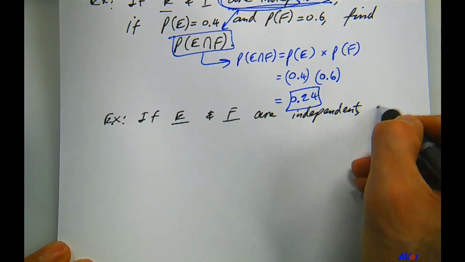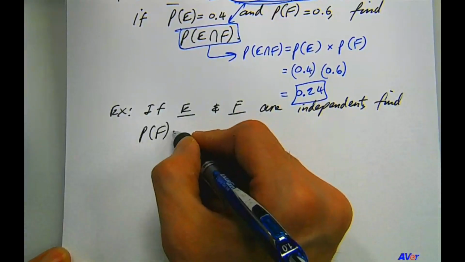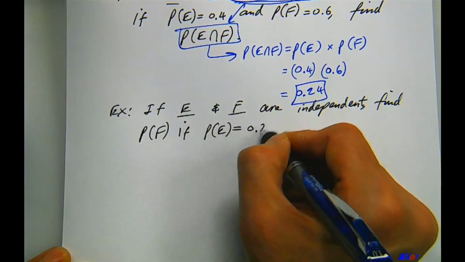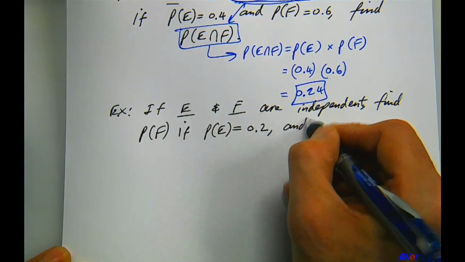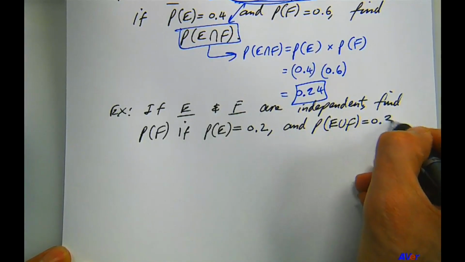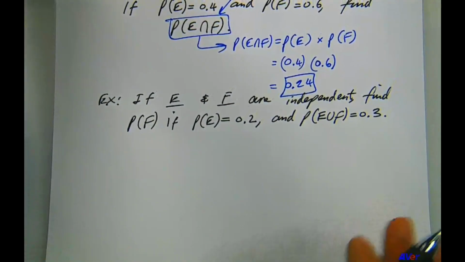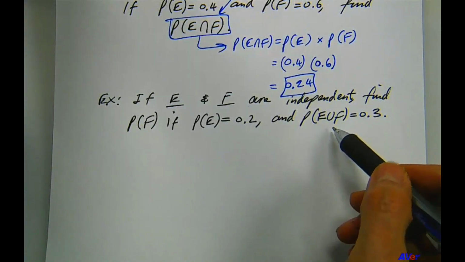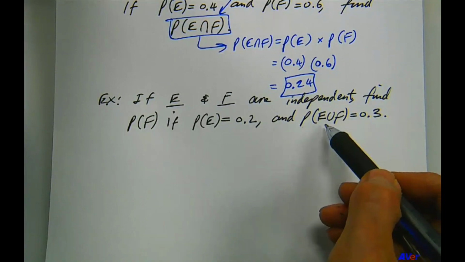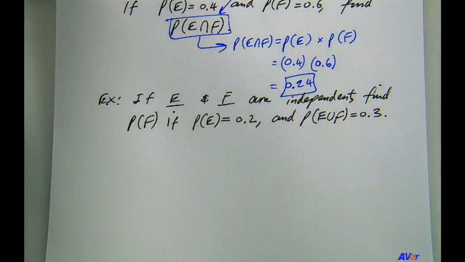If E and F are independent, we want to find the probability of event F if the probability of E equals 0.2 and the probability of E union F is equal to 0.3. Okay, so the notations here speak to us, right? This notation, where have we seen this before? We've seen this with the additive rule. So as soon as you make that connection, write the formula down.